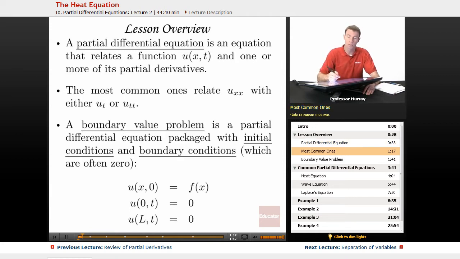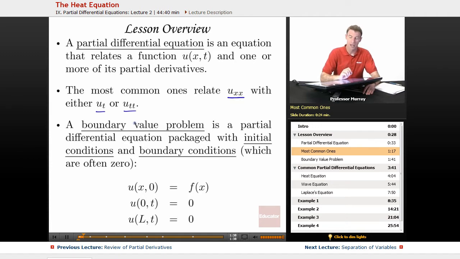So the most common partial differential equations have the second partial derivative of u with respect to x, so u sub xx, and then that gets related to either the partial derivative with respect to t or the second partial derivative with respect to t. We'll meet a couple of those common partial differential equations in just a moment.